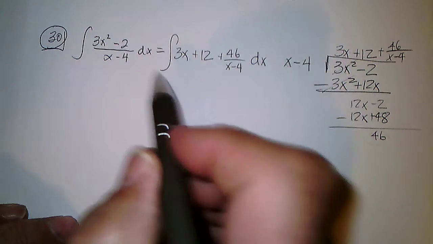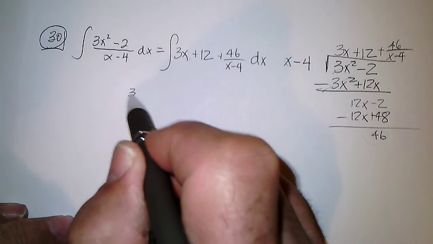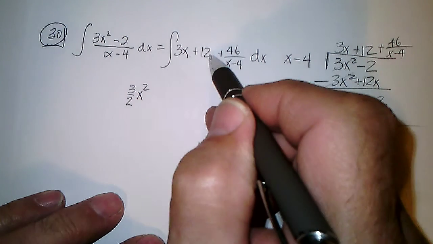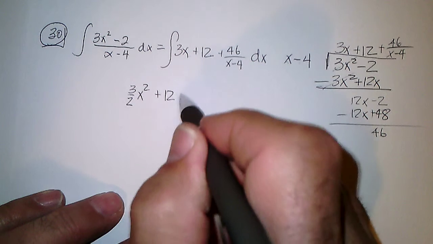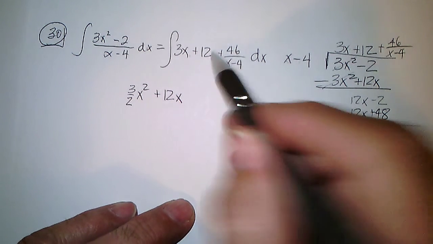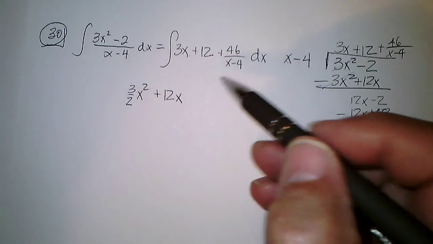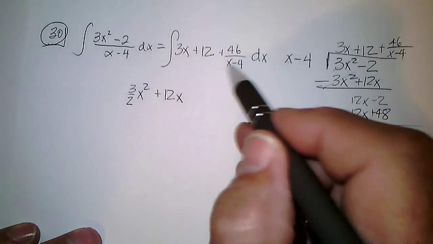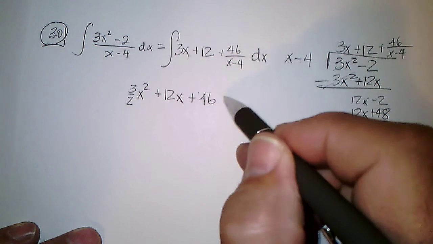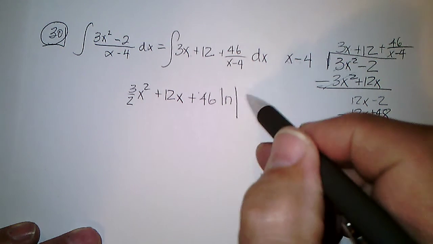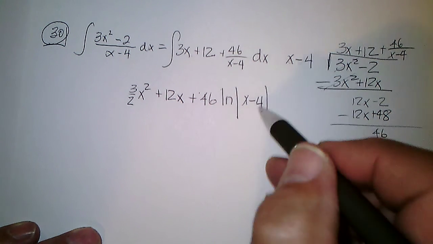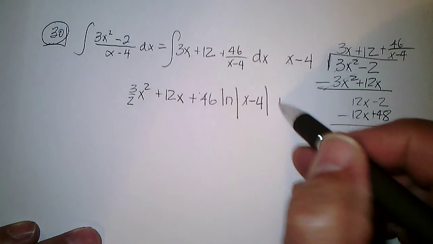The integral of 3x is 3 halves x squared. The integral of 12 is 12x. And the integral, 46 could go on the outside, and we'd have the integral of 1 over x minus 4, which would be 46 ln of x minus 4, and that would be this plus C.